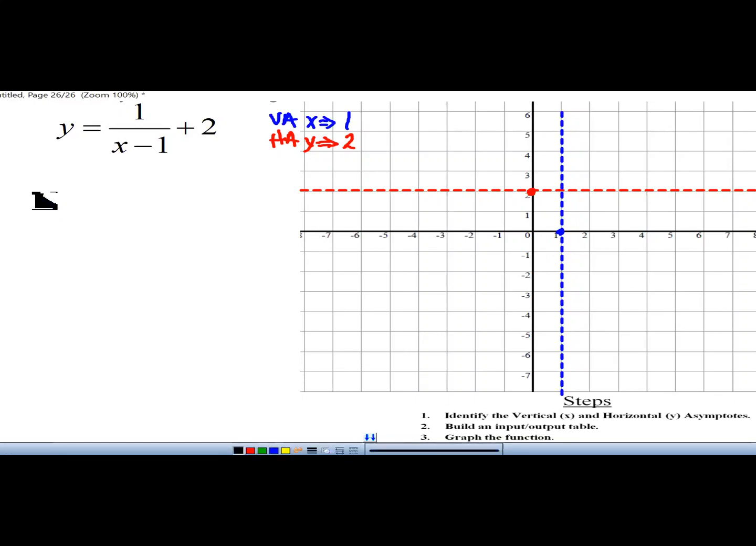Next step, I need an input-output table. So x, f of x. All right. What did we say? We need 3 numbers from the left of the vertical asymptote. Where's my vertical asymptote? It's this one. So we need 3 numbers. What is a fraction that's to the left of the vertical asymptote of 1? What would be our fraction? 1/2. Yeah, let's use 1/2, which is right here.